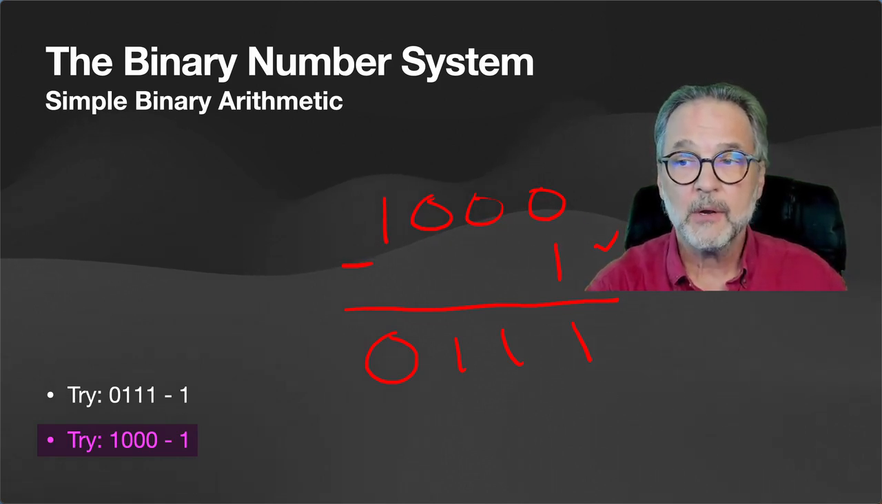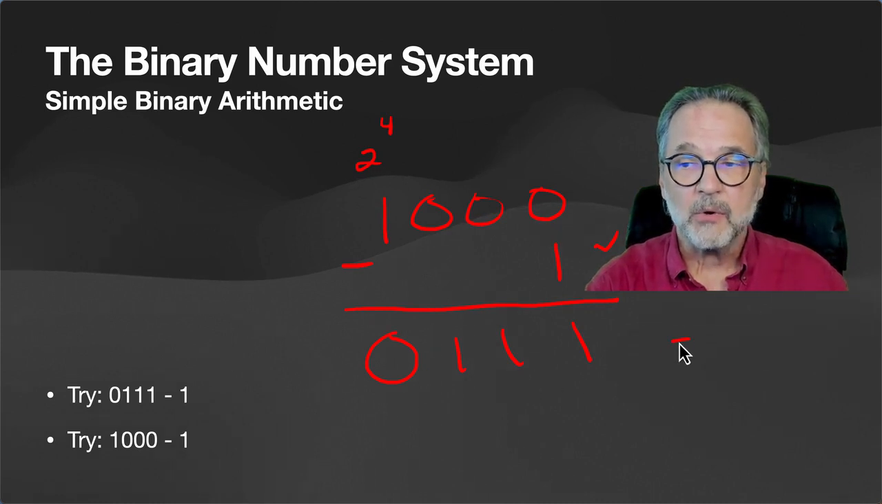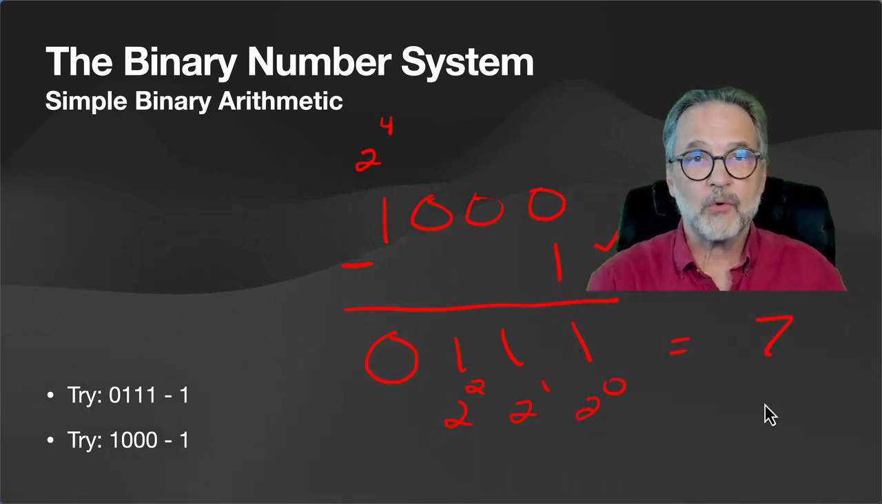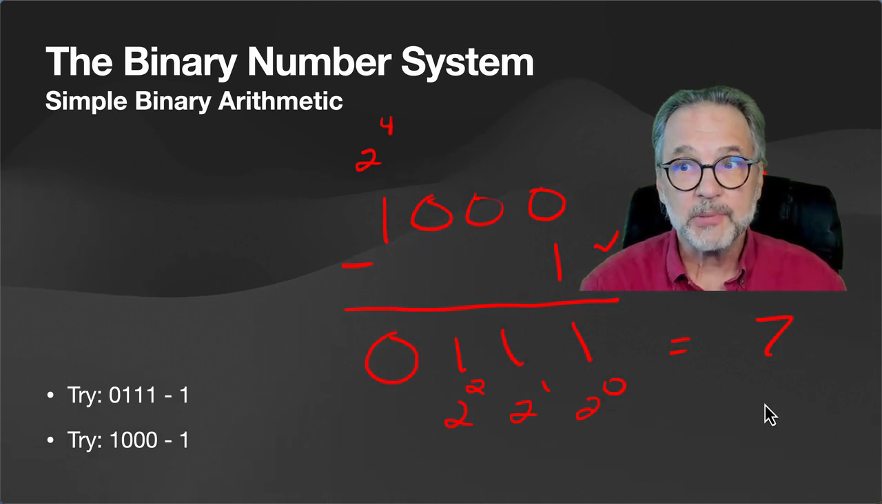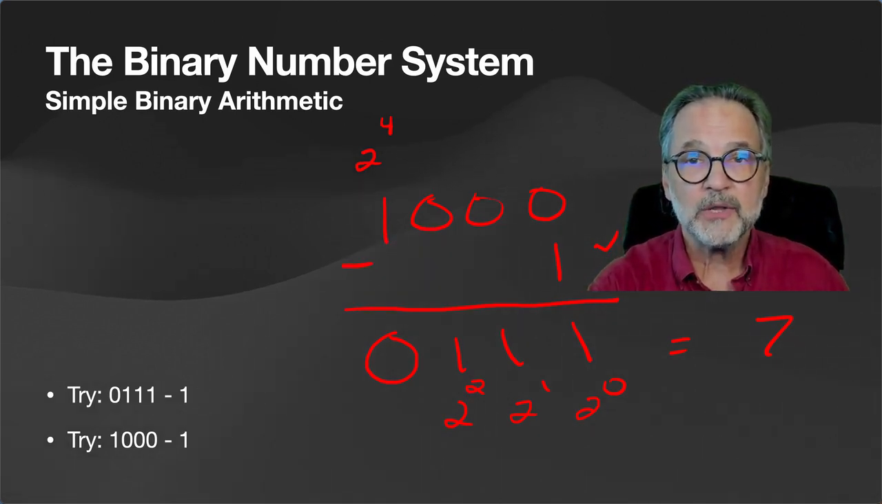Now, if you wonder, what is the decimal value of that? That's equal to 8 because of 2 to the 4. What does this equal? This is equal to 7 because that's 2 to the 2 plus 2 to the 1 plus 2 to the 0. 4 plus 2 plus 1 is equal to 7. So there we go. It's really not that difficult.